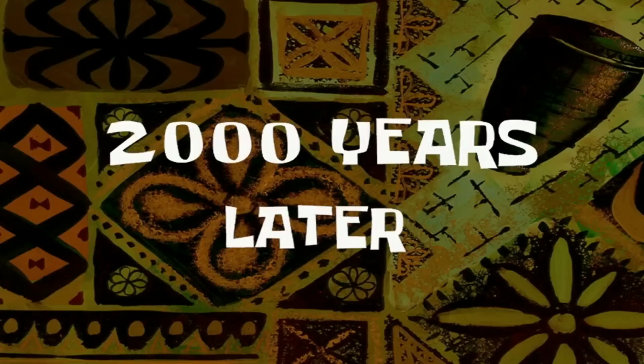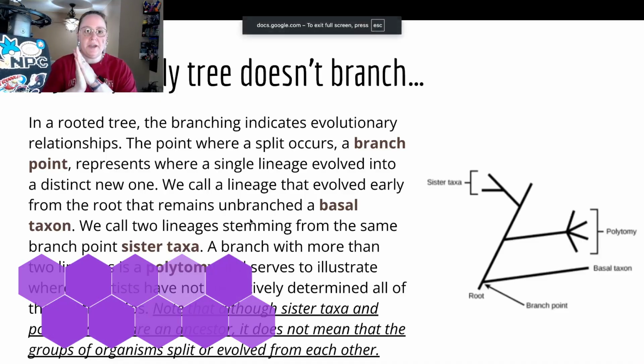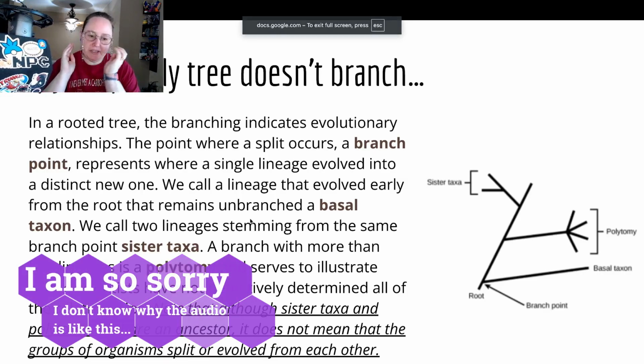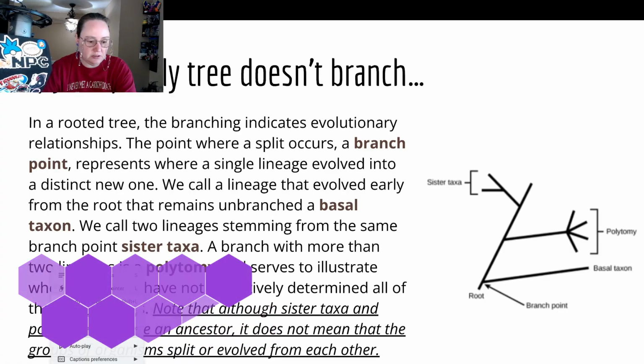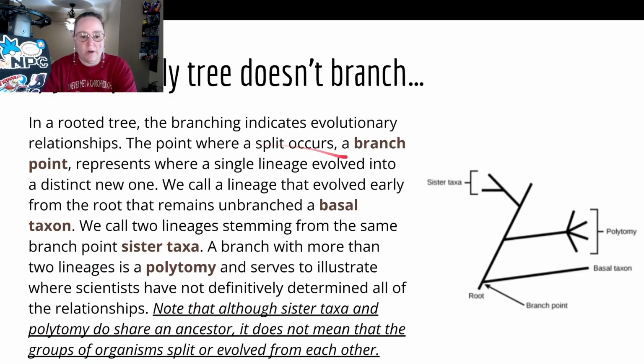2,000 years later. Okay, where were we? So, we were talking about trees, and I don't mean the ones that go through photosynthesis. We were talking about a rooted tree, where a split occurs is called a branch point. So, this represents where a single lineage evolved into a new one.